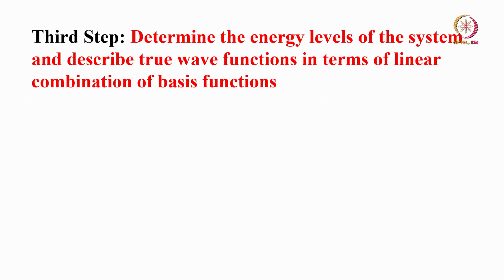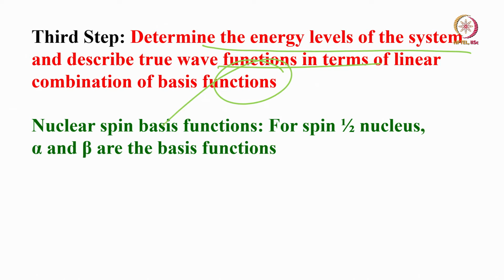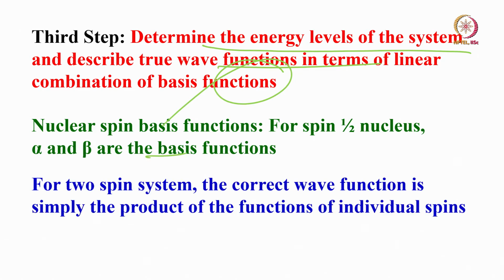Once you have built the set of basis functions and built the Hamiltonian, what is the next step? The third step is to determine the energy levels of the spin system and describe the true wave functions in terms of a linear combination of the basis functions. That is what I already explained to you. For the nuclear spin, basis functions for a spin of nuclei are alpha and beta. Now, if I have to consider two spins, what is the correct wave function? The correct wave function is the product of the functions of individual spins. That is what I said. If I have two spins, the product functions are alpha alpha, alpha beta, beta alpha and beta beta.